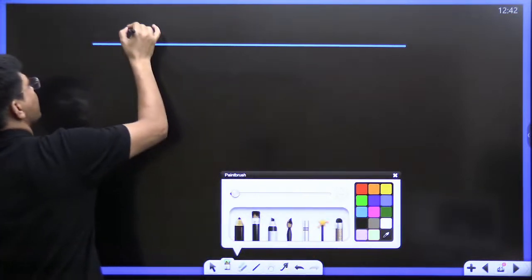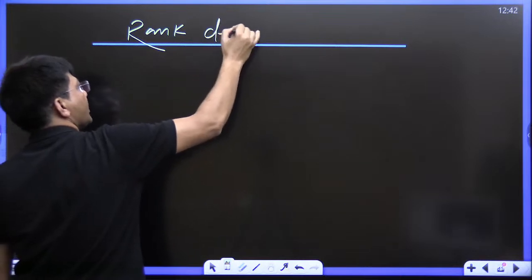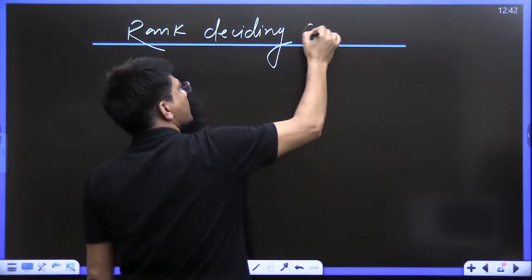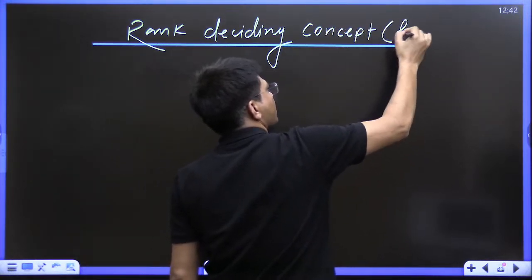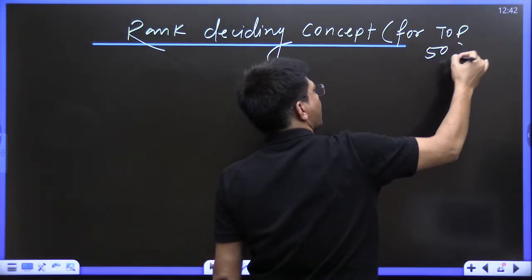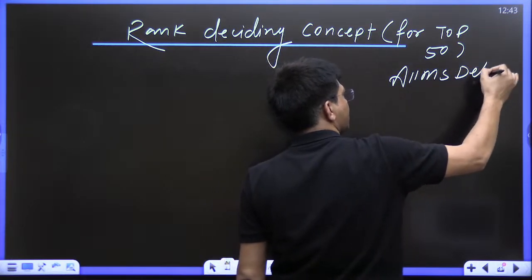Rank deciding means, now I'm going to tell you, and this is for top 50 rank. The target is AIIMS Delhi. AIIMS Delhi is the target.